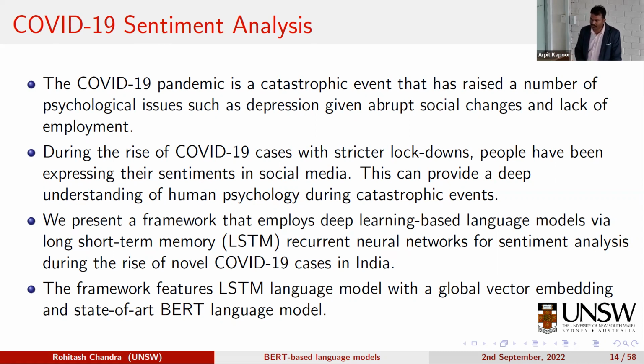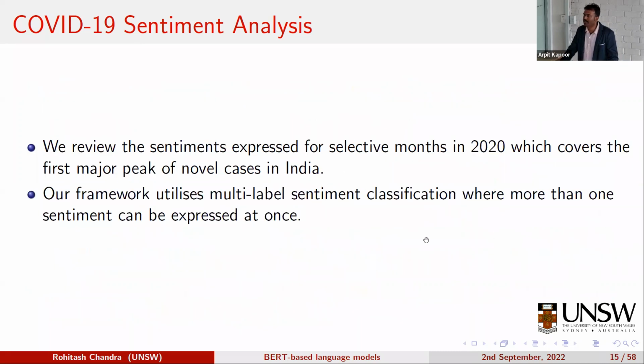Why India is a major focus is that there's less work done for India. India had a very unique trend in COVID-19. If you look at the Indian cases, there are three major peaks, or waves. I thought it would be easier for us to focus on them and compare them. We also use the global vector encoding and the BERT language model.